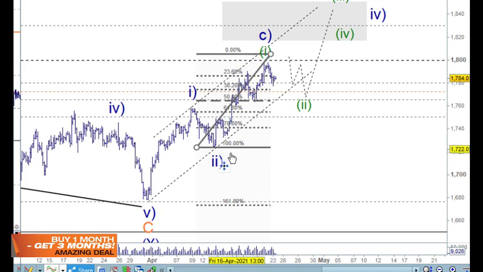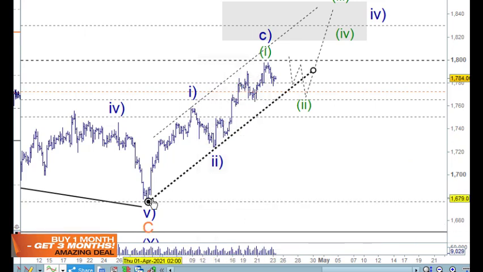So we can have this here in a couple of ways. We could have it as an A wave, a B wave, and a C wave, and finish here, and then just continue down from this point. That's possible. That's why I've got the wave C there as an A, B, and C.